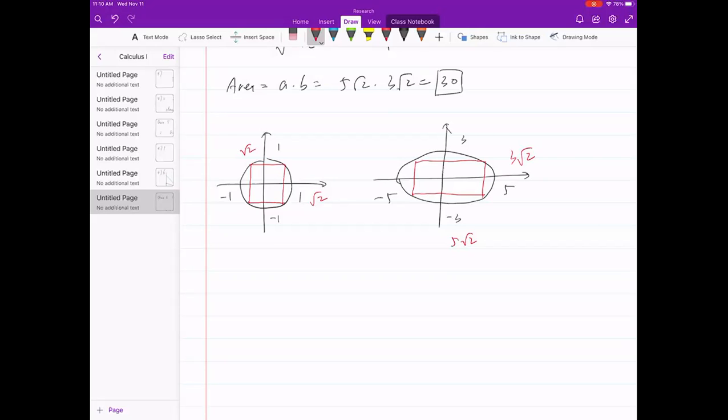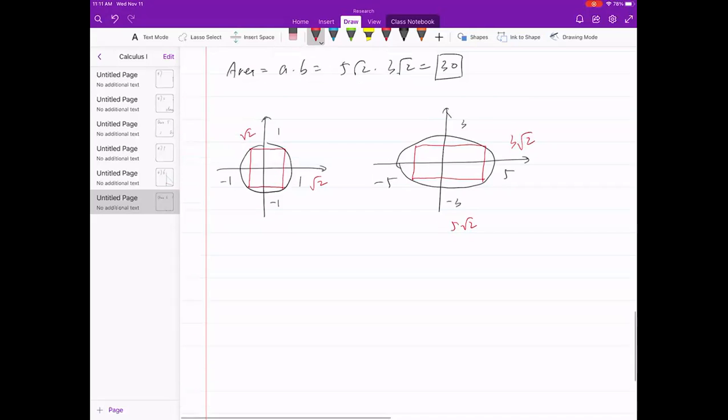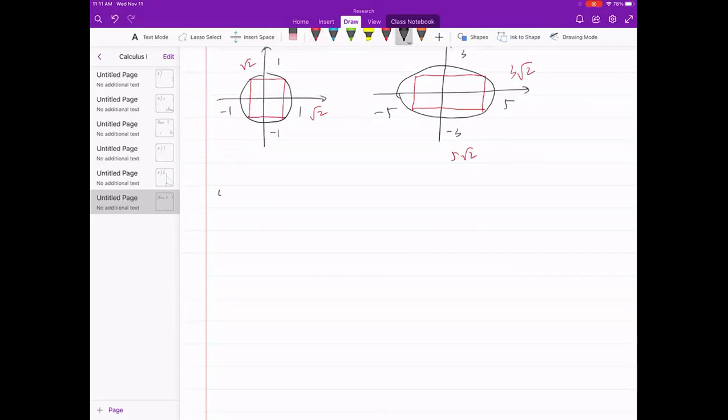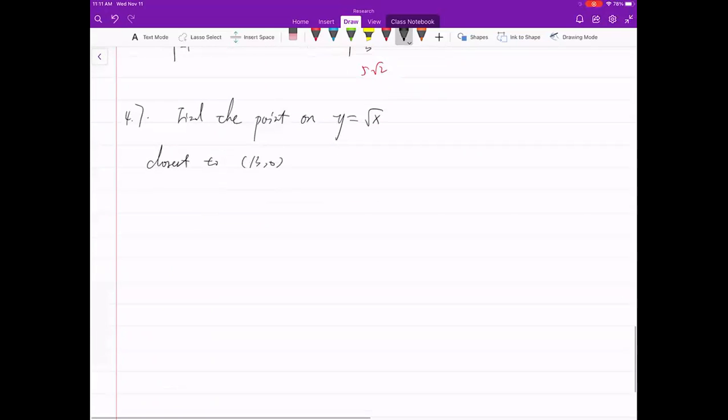4.7, number 3. Find the point closest to the point, find the point on y equals this, closest to 13, 0. Okay. If you draw it, it's pretty interesting.